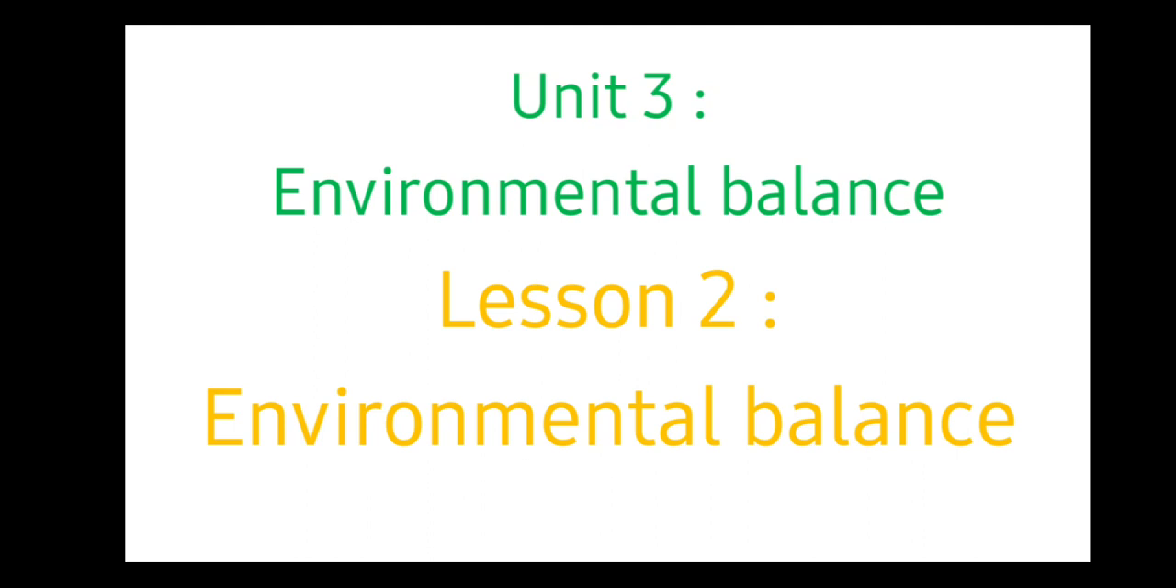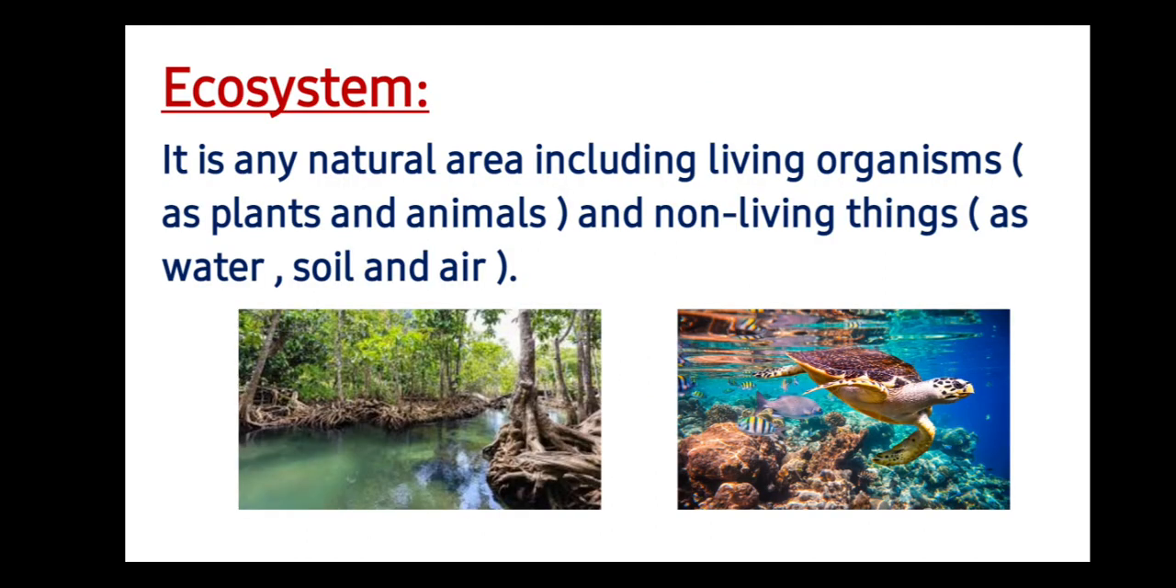Environmental balance. In this unit, we talk about the relationship between living organisms. We have three relationships: number 1, predation; number 2, symbiosis; number 3, saprophytism. In this lesson, we will talk about number 1, the ecosystem.